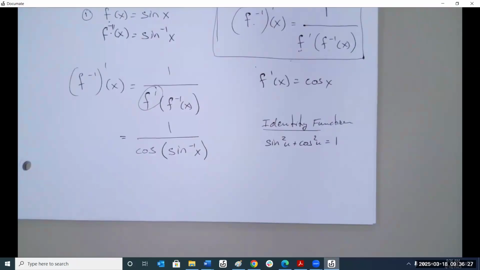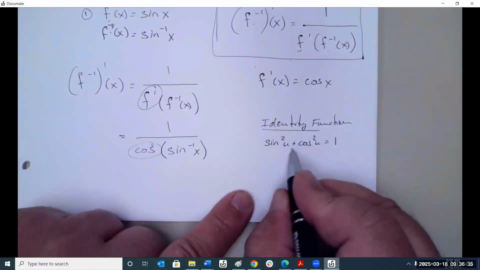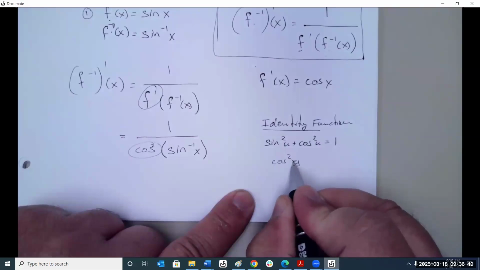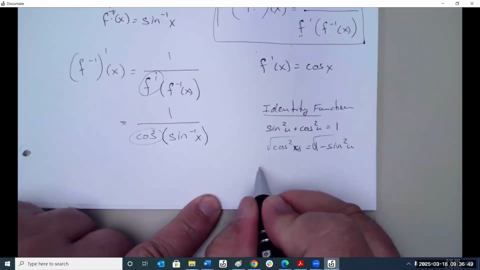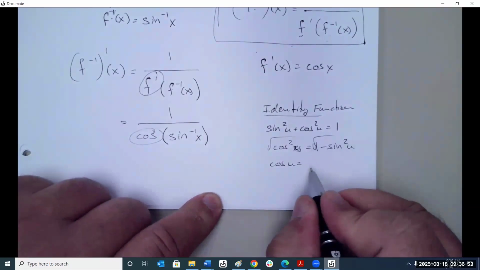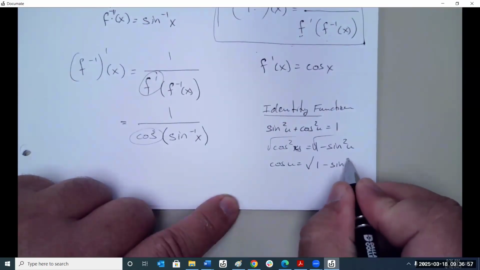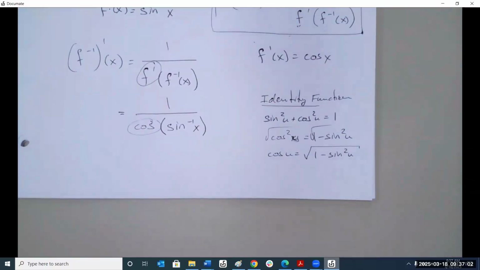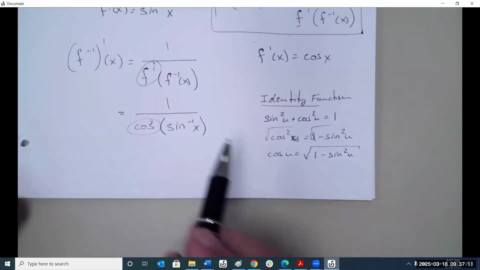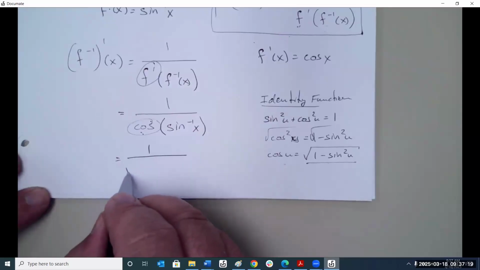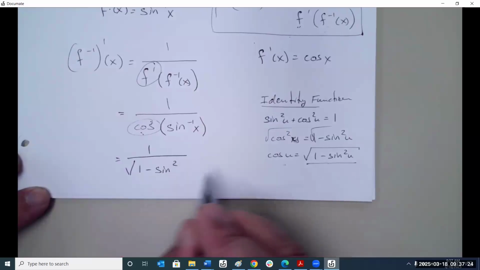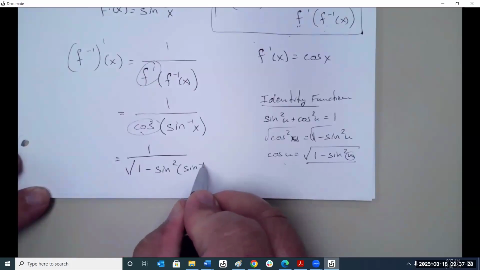Identity function. What is the cosine? So let's isolate this for cosine: 1 minus sine squared u, square root both sides. So cosine u is equal to square root of 1 minus sine squared u. Why is that important? Because now instead of cosine, I could use this function. One minus sine squared u is what's inside there, the inverse function of x.